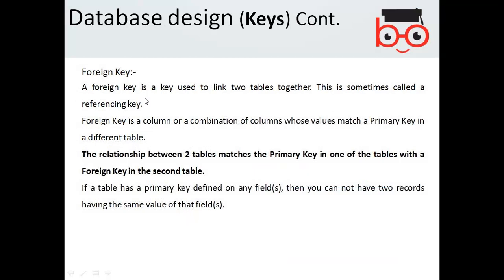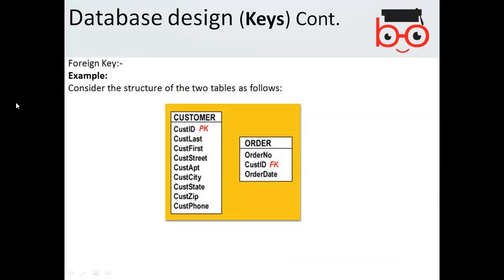Foreign key. A foreign key is a key used to link the two tables together. This is sometimes called a referential key or referencing key. A foreign key is a column or combination of columns whose values match the primary key in a different table. So have a look here.